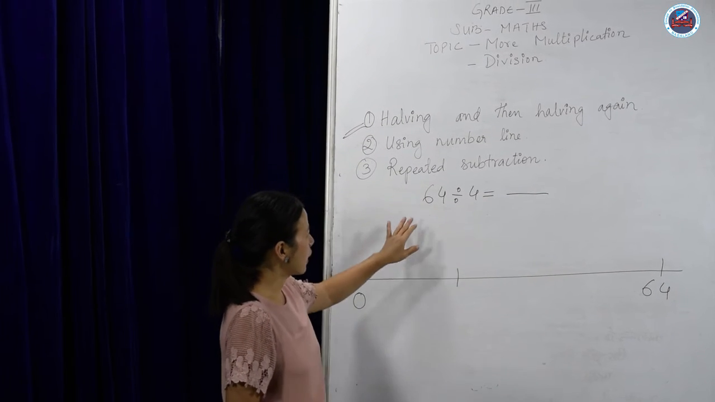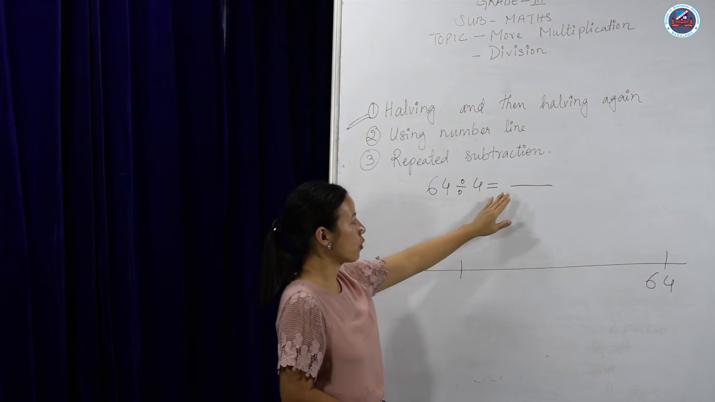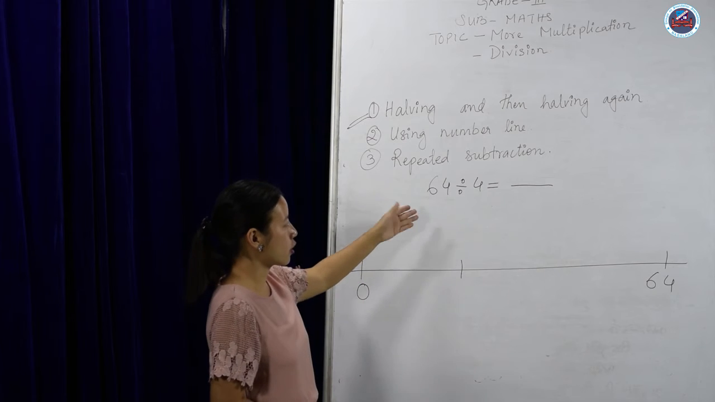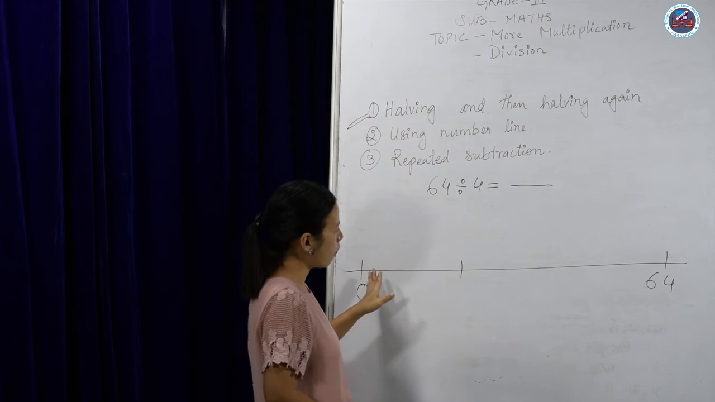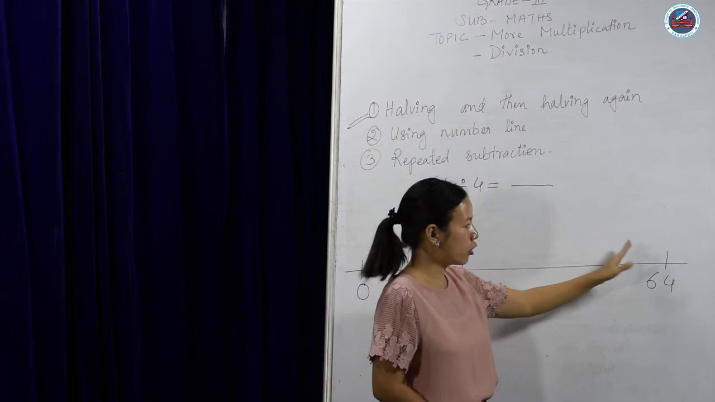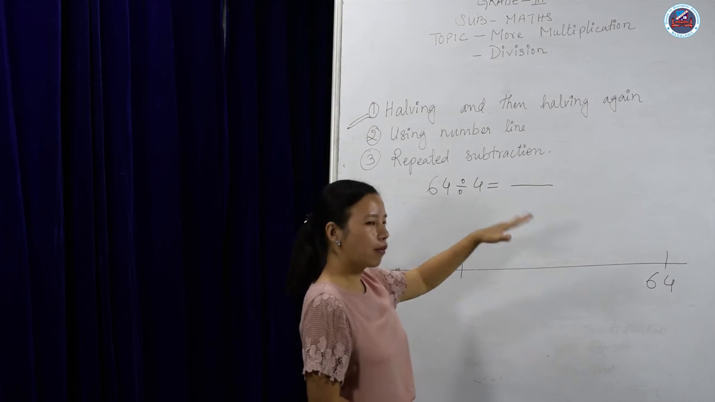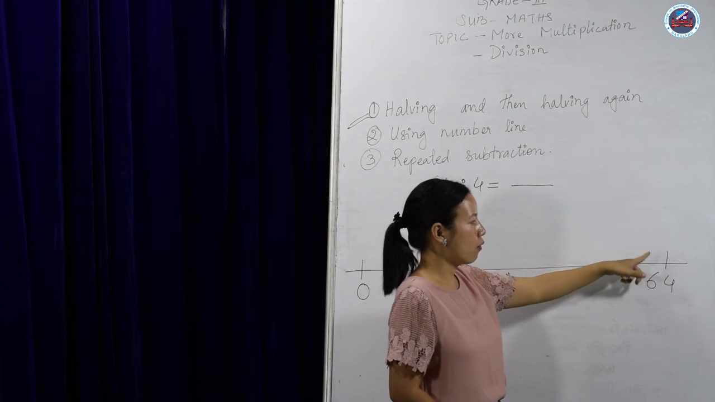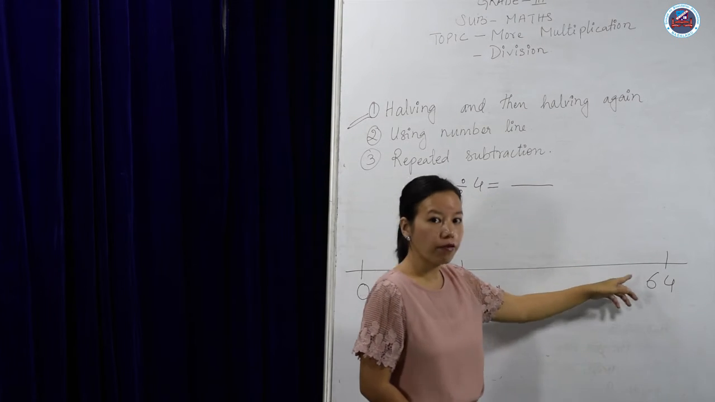Now here it says 64 divided by 4. What is the answer? How do we get the answer? By using a number line. Now if I make a number line with 64, it's going to be long. It says divided by 4, so if I count by 4 each time, it's going to be very long, right?